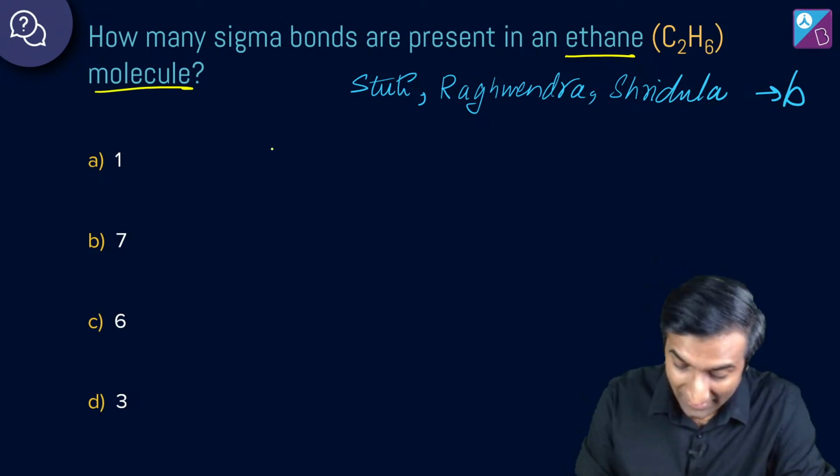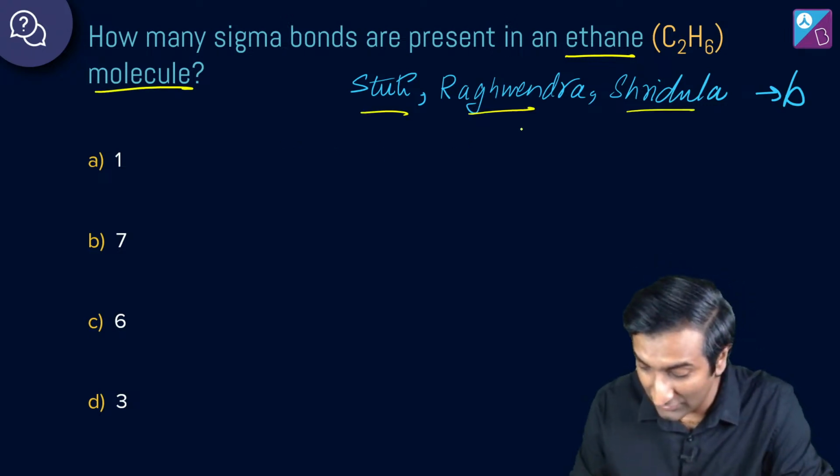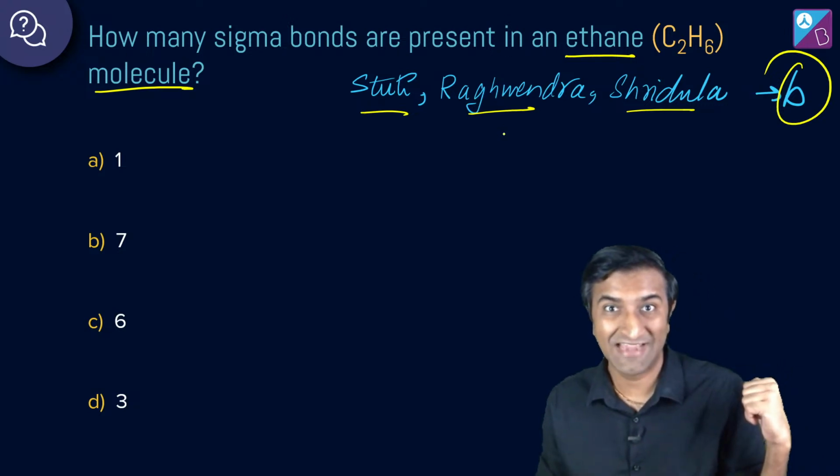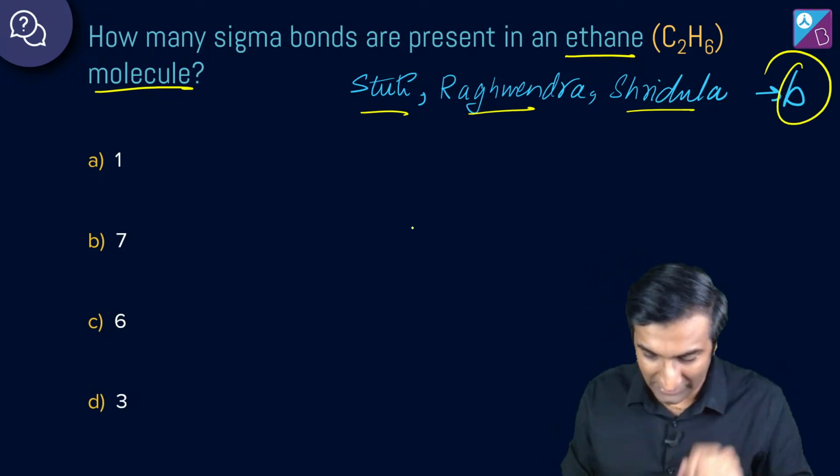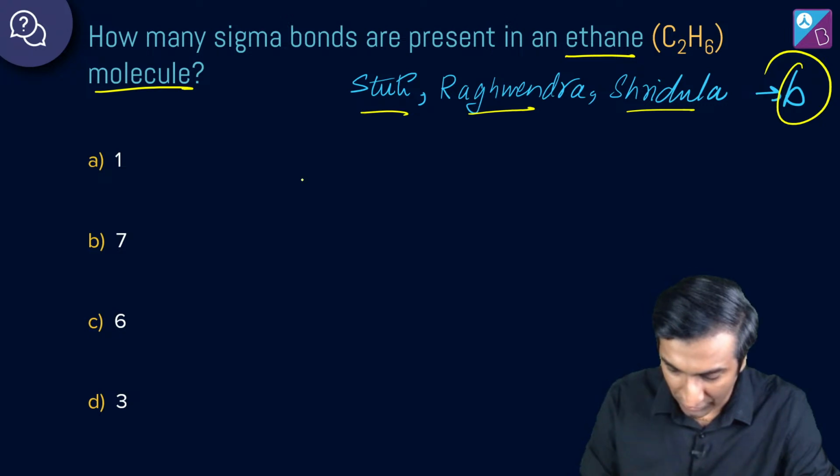Ethane molecule. And again, Stuti, Raghavendra, and Shridhara have said B. Yeah, that's there on the chat on the last one. What do you think? Ethane. How do you count the number of sigma bonds?